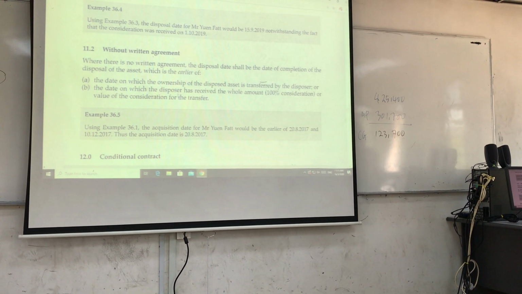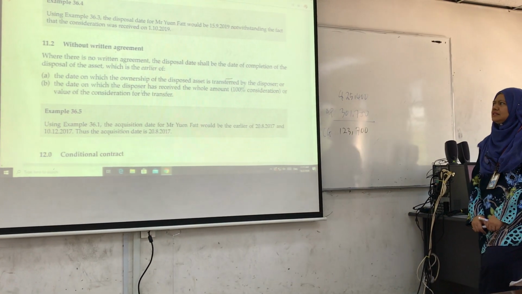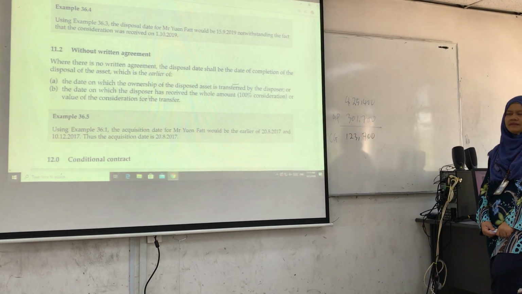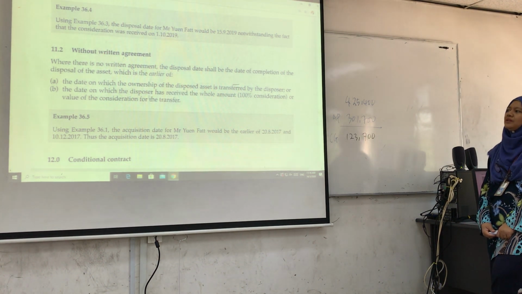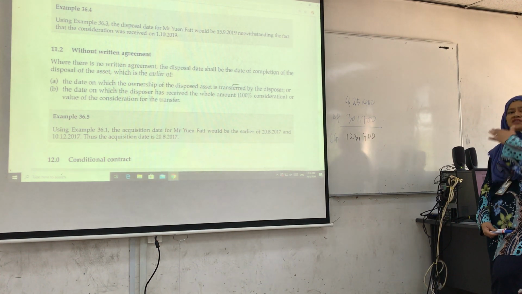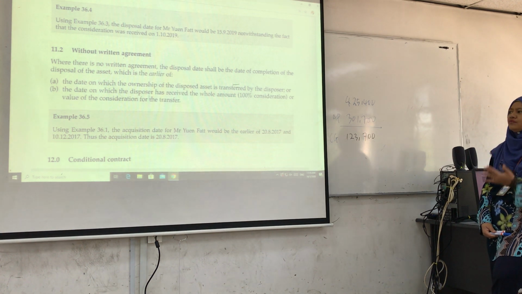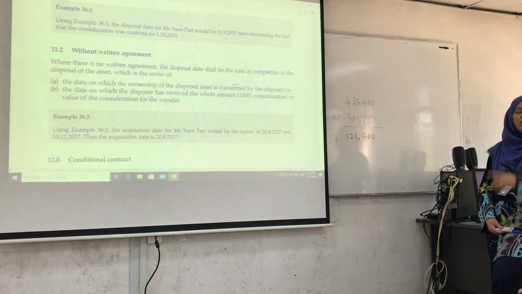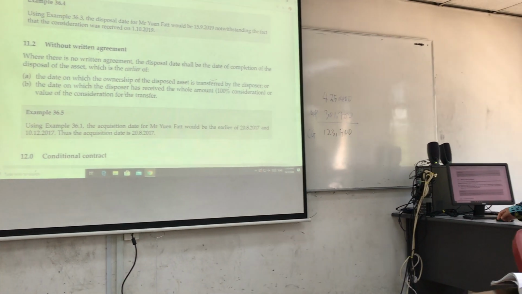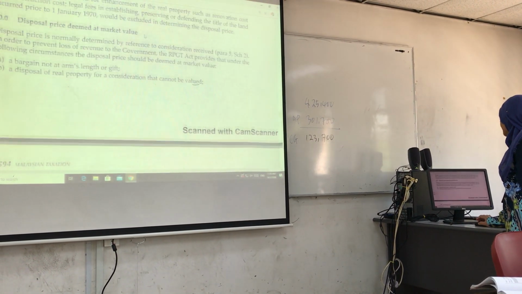Without a written agreement, the disposal date shall be the date of completion of the disposal of the asset, whichever is the earlier: the date on which the ownership of the disposed asset is transferred by the disposer, or the date on which the disposer has received the whole amount, 100%, of the value of the consideration for the transfer. Whichever is earlier, meaning the transfer of ownership or full payment. So using 36.1, let's see.